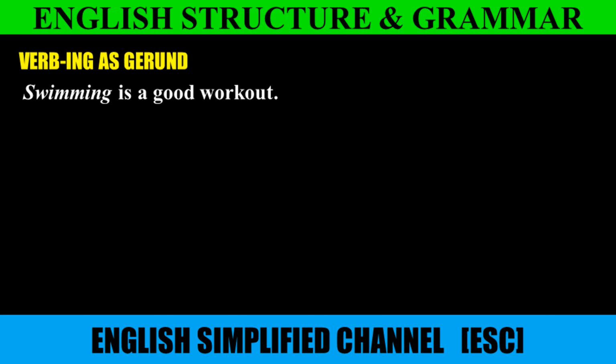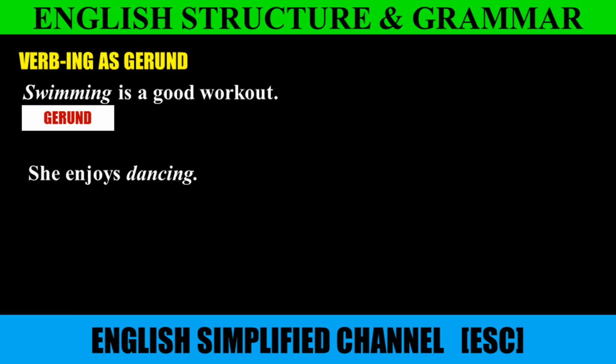1. Verb ing as gerund. Example: swimming is a good workout. In this sentence, the word swimming is a gerund. It is the subject of the sentence acting as a noun that describes the activity. Here is another example. She enjoys dancing. In this sentence, the word dancing is also a gerund. It is the object of the verb enjoys, receiving the action of enjoying.